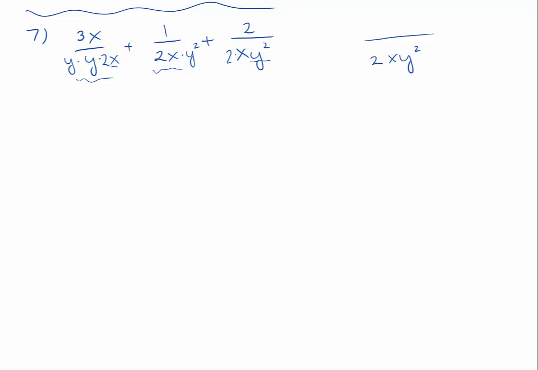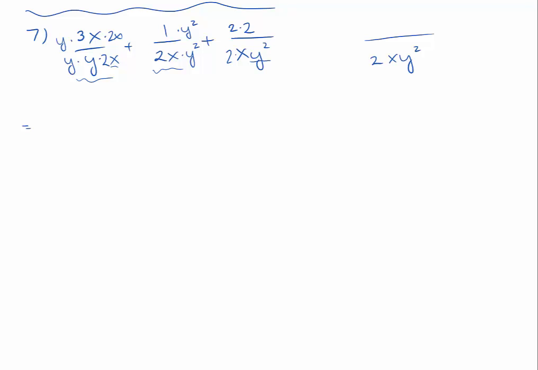And then I got to go back through and say, well, whatever I multiplied the bottom by, I have to multiply the top. So I'm going to multiply it by y and by 2x for that first term. I multiplied the bottom here in the second term by y squared, so I got to multiply the top by y squared. And I multiplied the bottom on the third term by just a 2, so I got to multiply the top by a 2, not a 4. That's what it will become. So times 2.